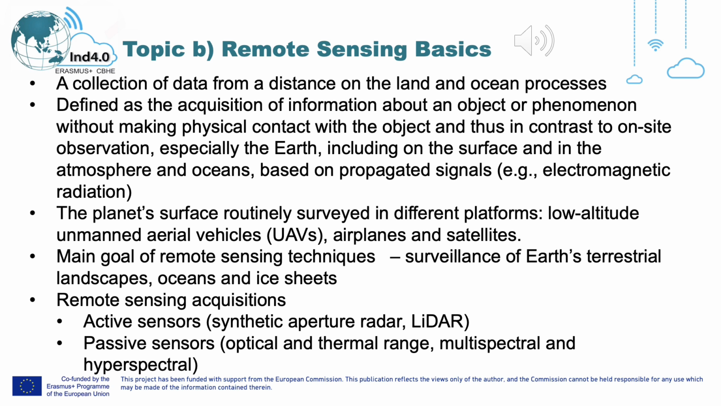Remote sensing can be acquired through both active and passive sensors to provide a variety of information about the land and ocean processes. Examples of active sensors are the synthetic aperture radar or LIDAR, and passive sensors are optical and thermal range, multispectral, and hyperspectral.